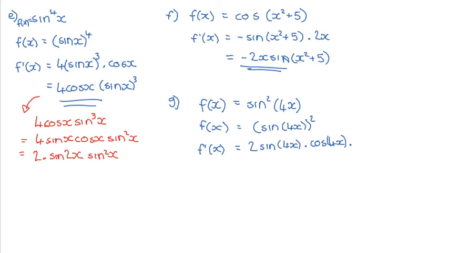And then we want to get the derivative of the innermost function, the 4x, which is just 4. So we get that, and then just a case of simplifying, so 2 and the 4 get me 8. So I have 8 sine 4x cos 4x.